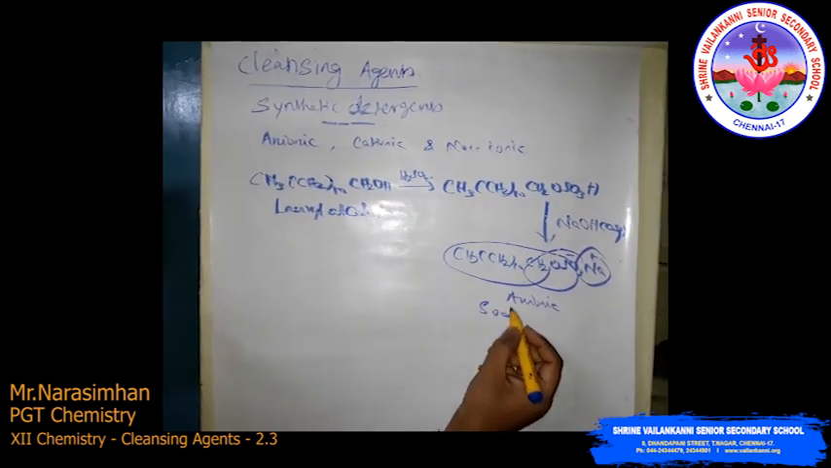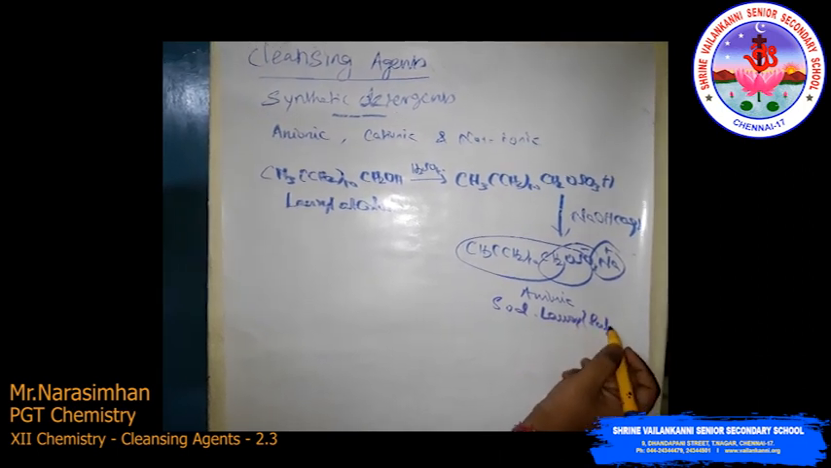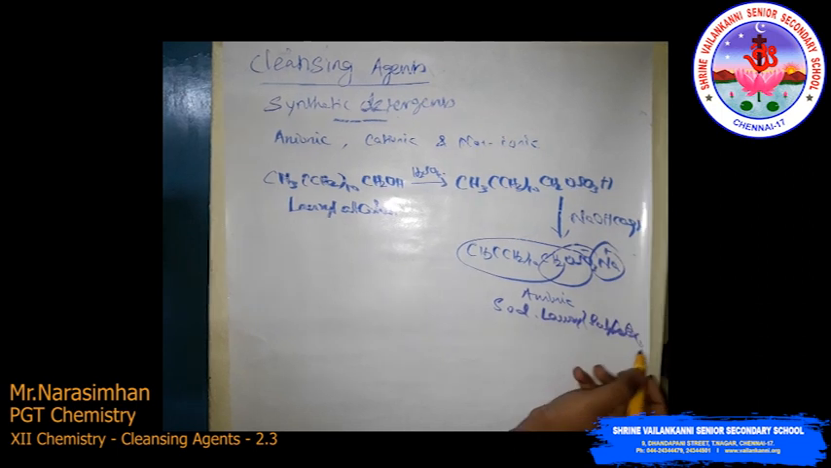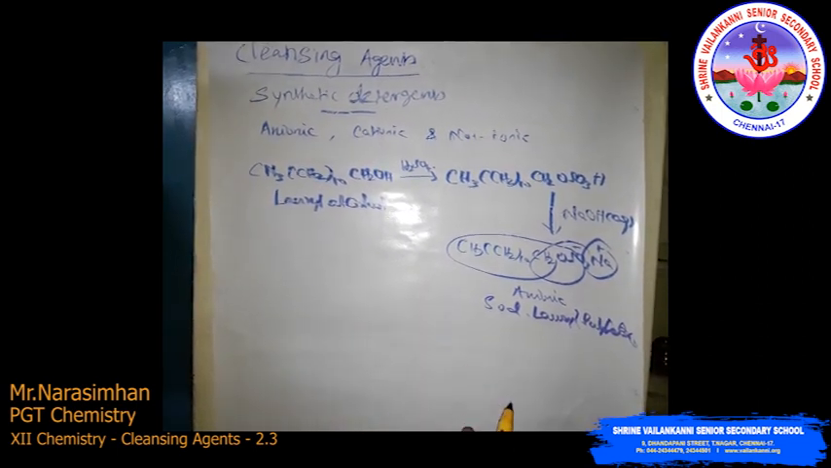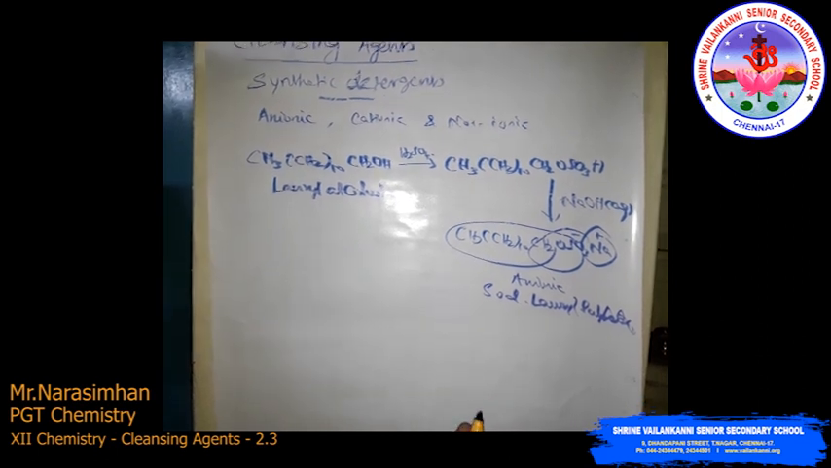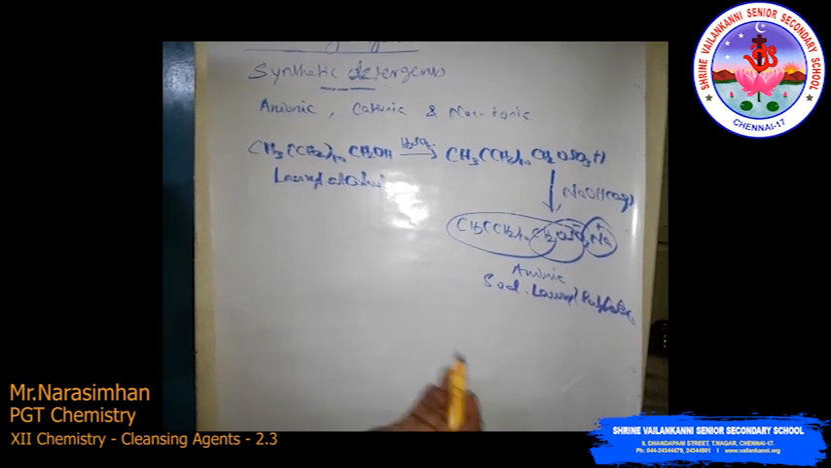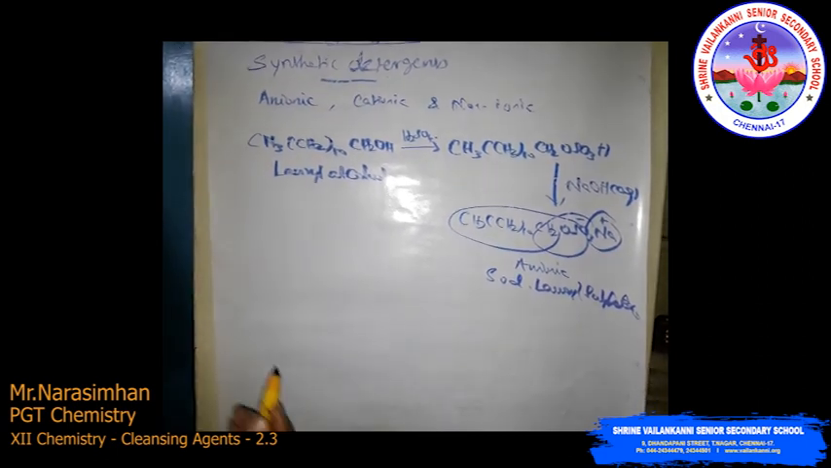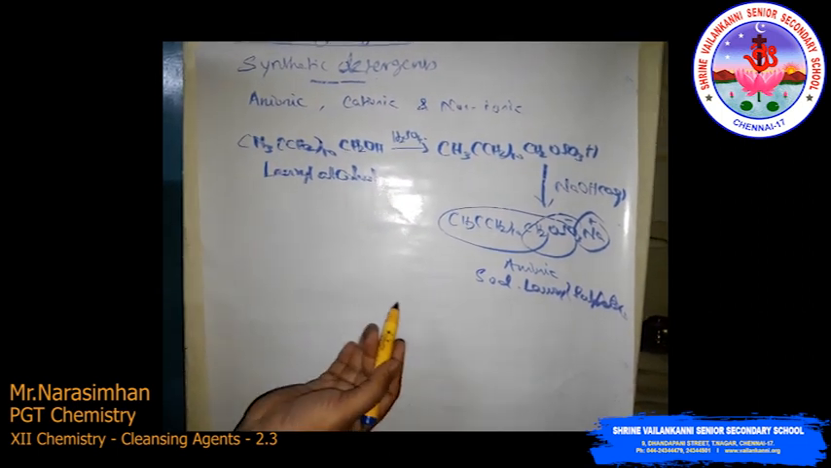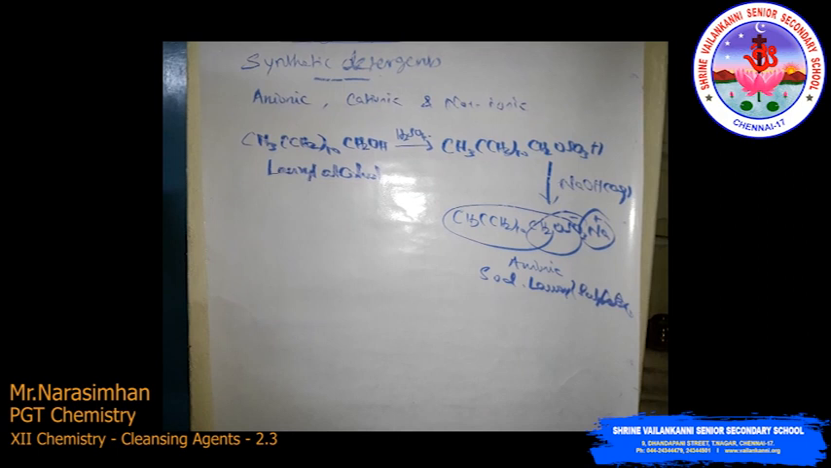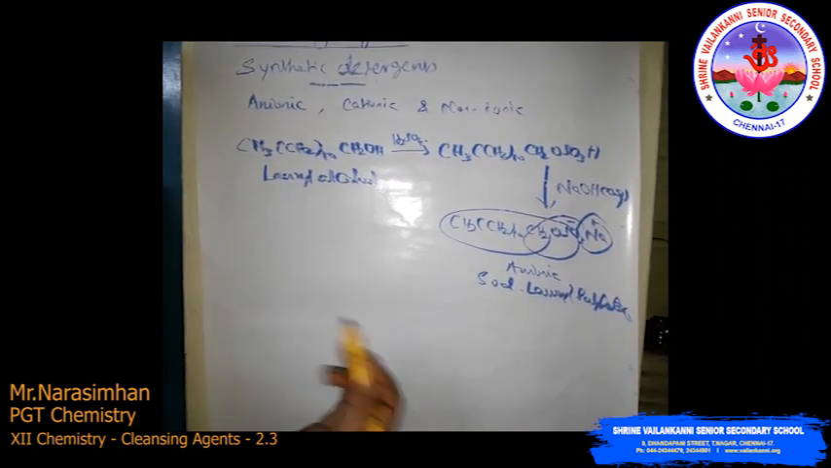Sodium lauryl sulfate. This is an anionic detergent example. Then another one is dodecyl benzene. The dodecyl benzene reacts with sulfuric acid also, and we will get an anionic detergent. That is one of the aromatic compounds. Okay, this is the anionic detergent.